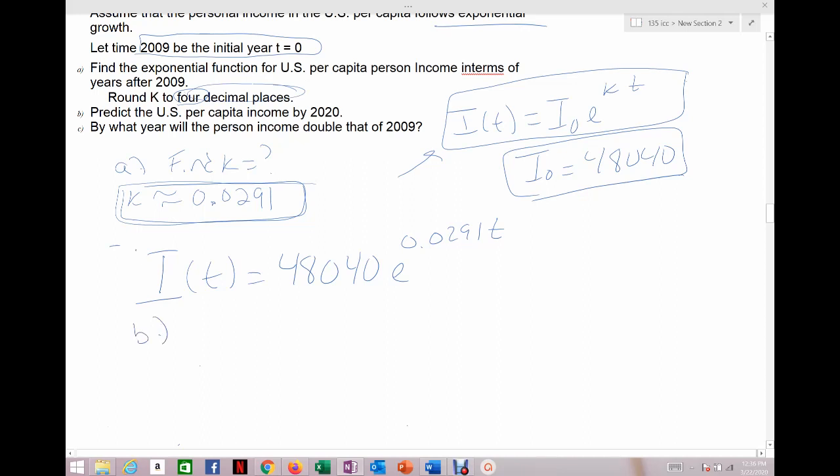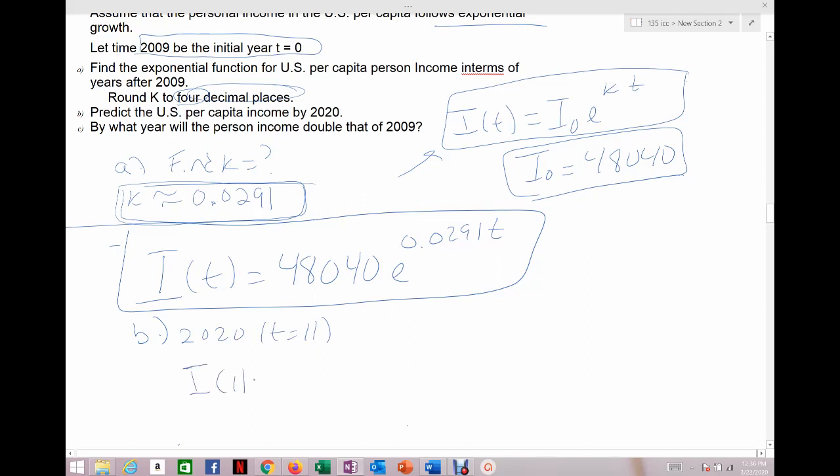Alright, now we're just going to use it. So here's my equation. There's part A, and now we're going to use it. The first question is: predict the U.S. per capita income in 2020. 2020 would be 11 years after 2009, and so we're going to plug 11 into that formula.